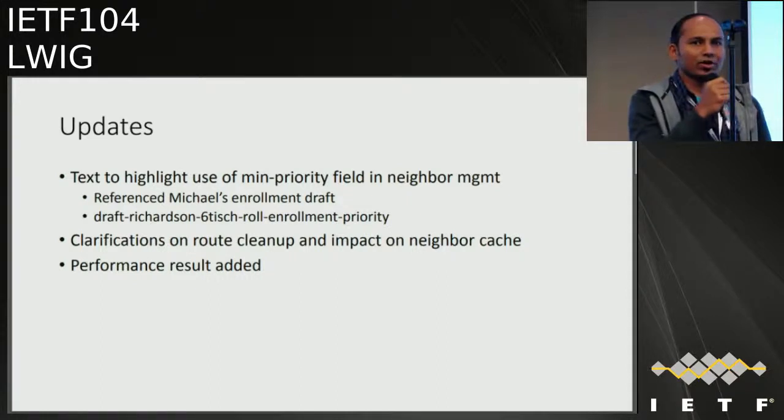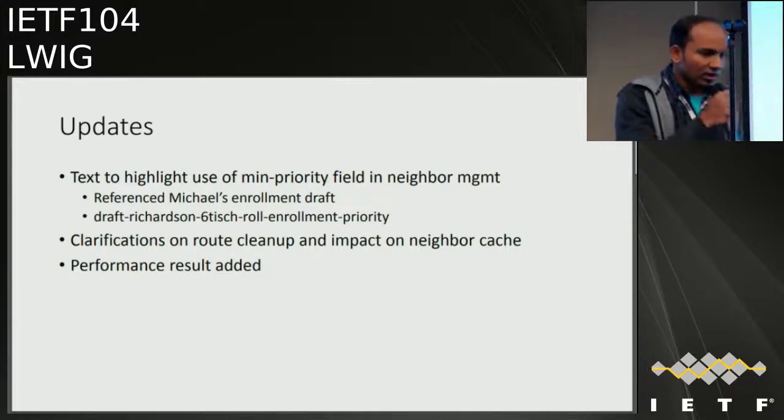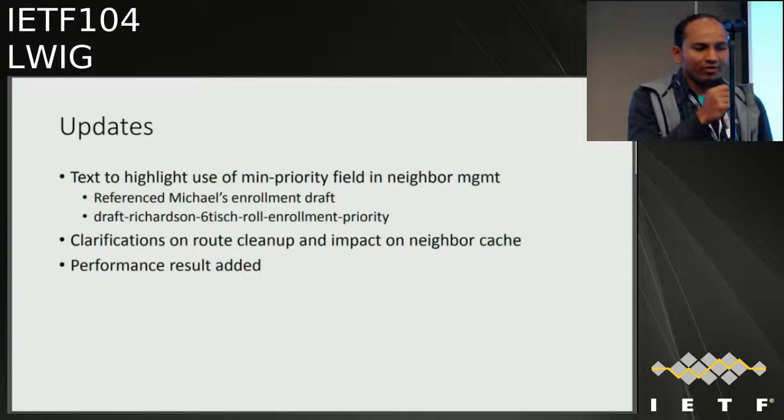Right now min priority is in the process of getting discussed in ROLL, but it is nowhere close to fully standardized. So we have a similar field, is what I'm trying to say. We have added more clarifications on route cleanup and its corresponding impact on the neighbor cache and how to handle it. And then we have added the performance results in the appendix.